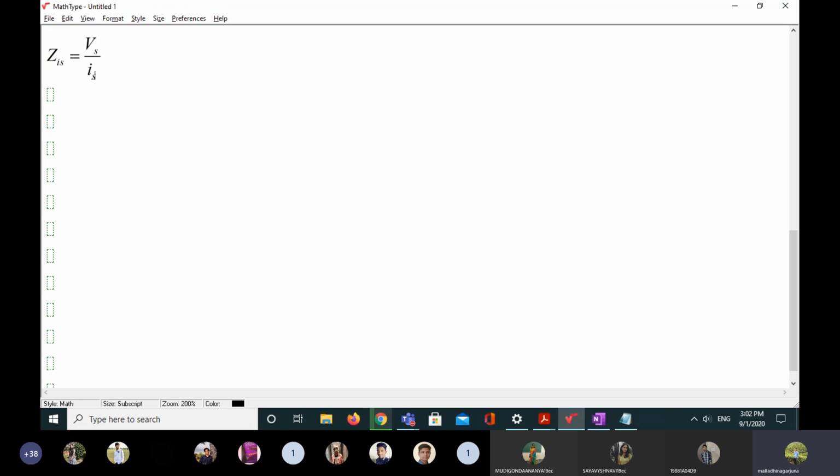From this I can write, just as an example, VS equal to RS plus HIE IS plus HRE VC. If you take it like this, then VC is nothing but, in its place, I can substitute minus IC into ZL.